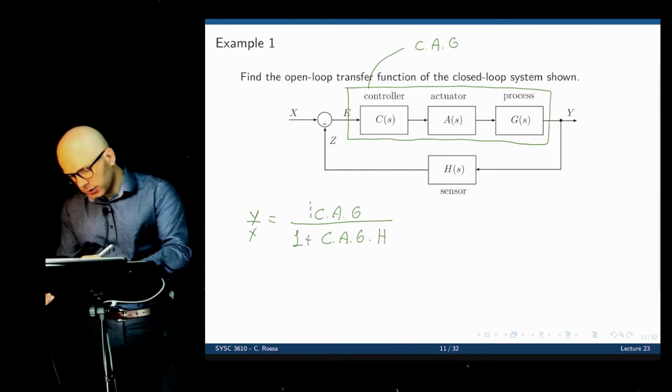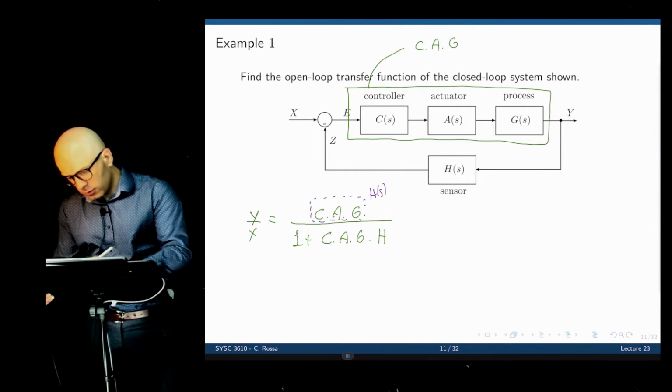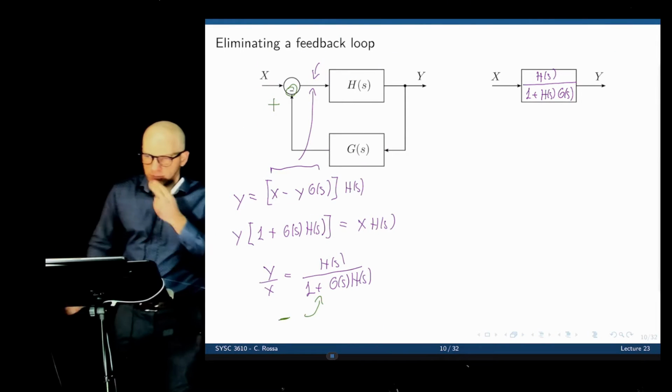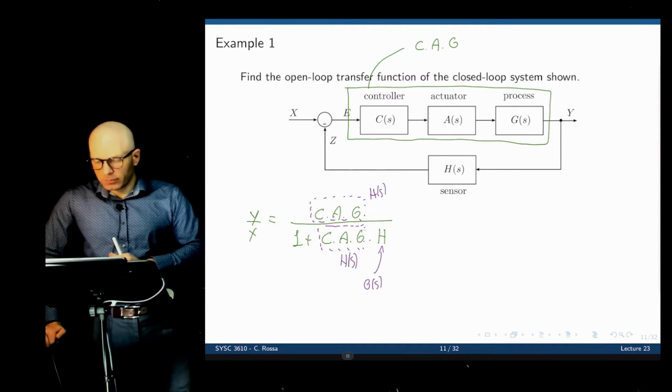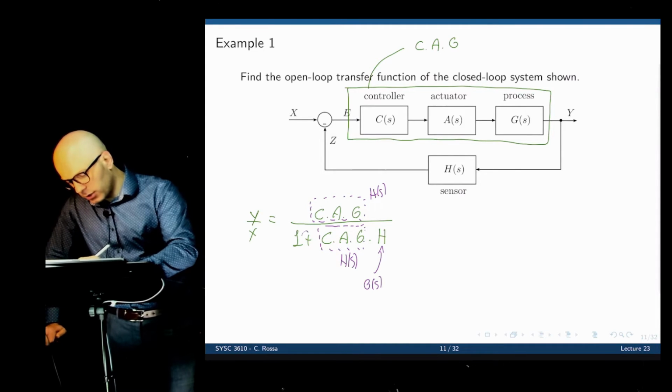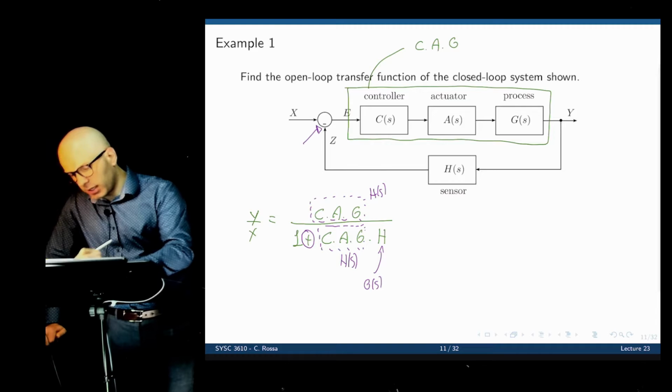All right, so this is our H of S. And our H here is what we call the G of S in this example here. All right, that's the closed loop transfer function, and pay attention to the positive sign here because it's a negative feedback loop.